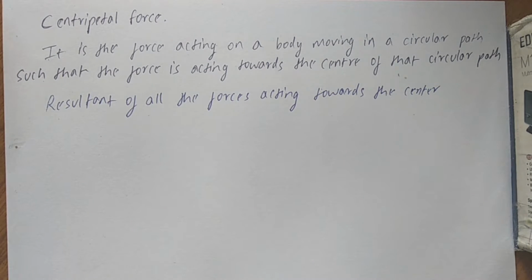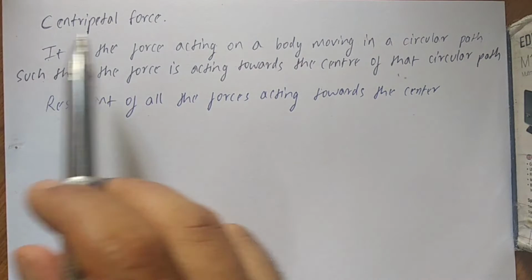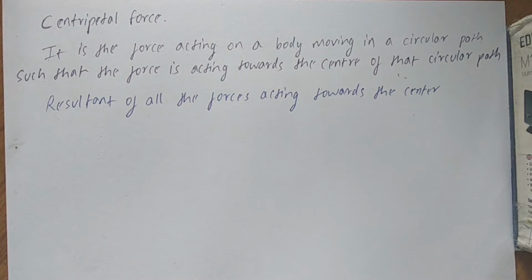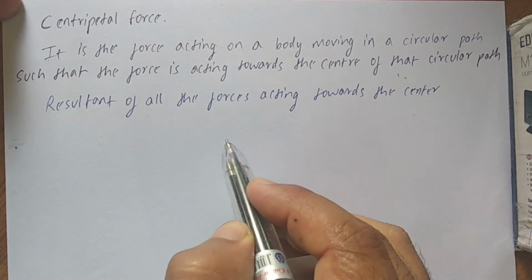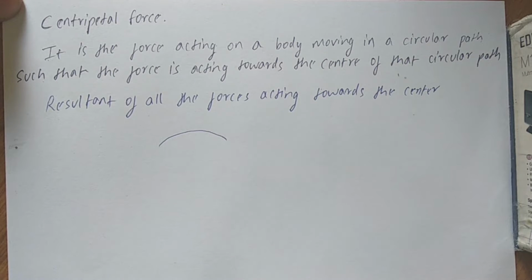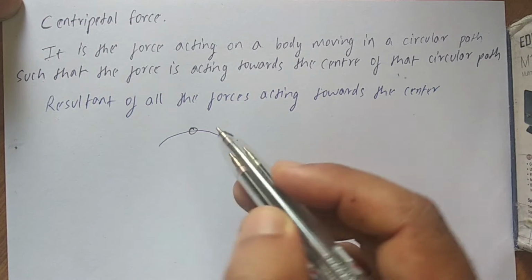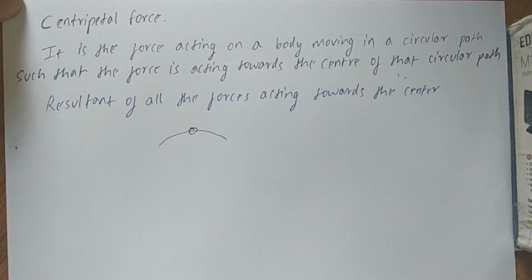If there are many forces acting on a body which is moving in the circular path, then in that case the centripetal force is nothing but the resultant of all the forces acting towards the center. Say for example, a body is this one which is moving in this circular path.